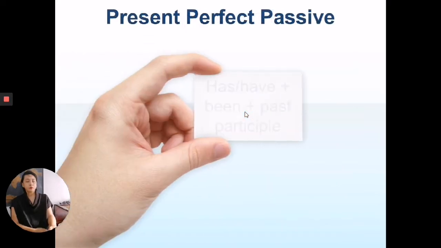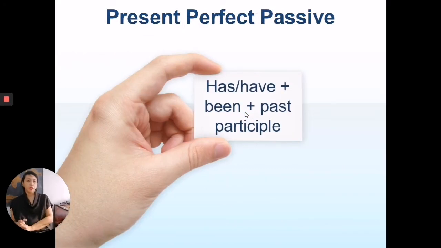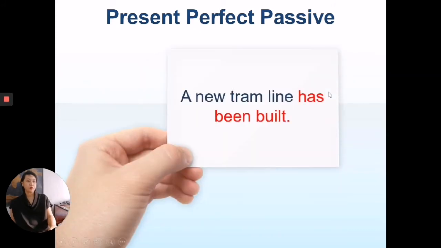Now, in describing the maps, it's important that you try to use the right tense. In this case, we'll be using the present perfect passive to describe changes that happened in the past and present. And we form it by using has for singular, have for plural, plus been, plus the past participle. Let's look at an example of how the present perfect passive is used. A new tram line has been built. Try to make sure that you use the correct subject-verb agreement.